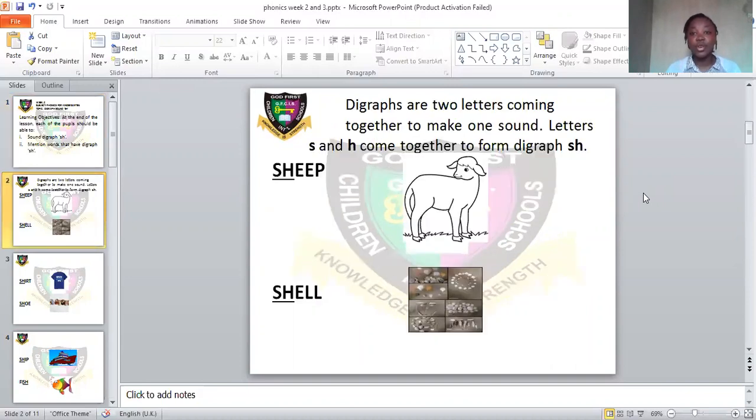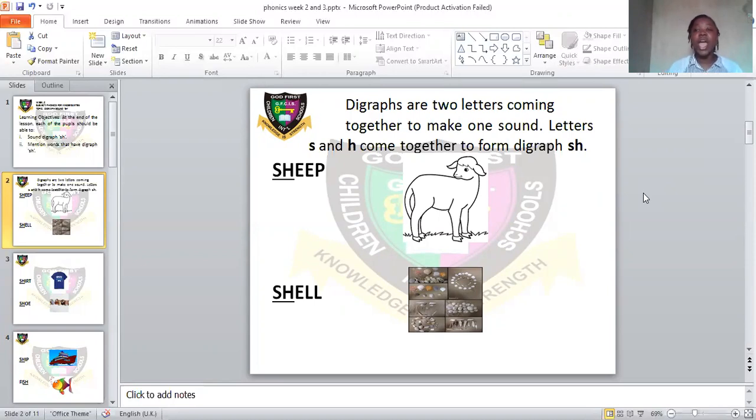Now let's go to the definition of digraph. Digraphs are two letters coming together to make one sound. And we all can remember our song for digraph. We have a song we used to sing in the class.